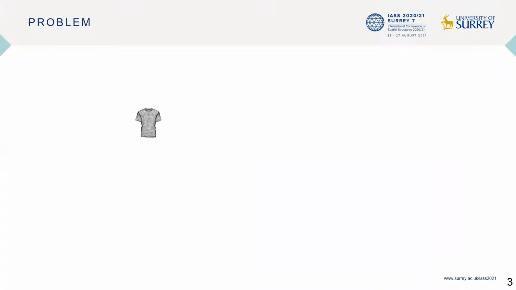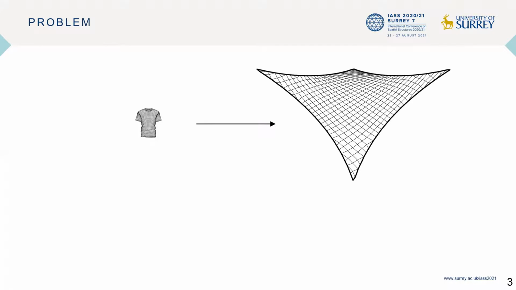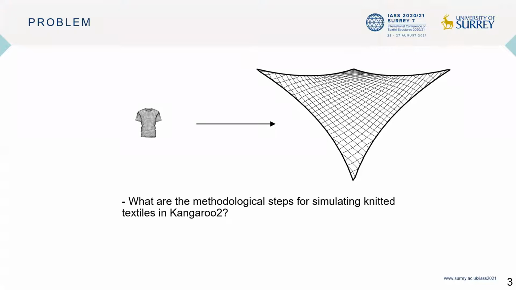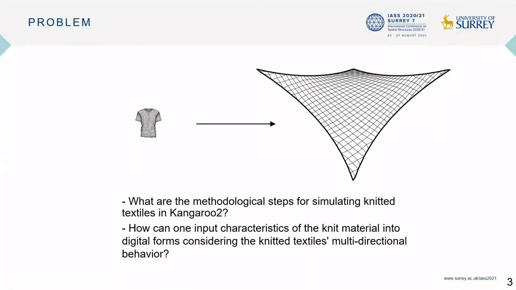Transferring knowledge from one field to other fields has always been challenging. One of the challenges in architecture is simulating such materials using common architectural tools such as Rhino, Kangaroo2. In this regard, the main questions of this research are: what are the methodological steps for simulating knitted textiles in Kangaroo2? How can one input characteristics of the knit material into digital forms, considering the knitted textiles multi-directional behavior?